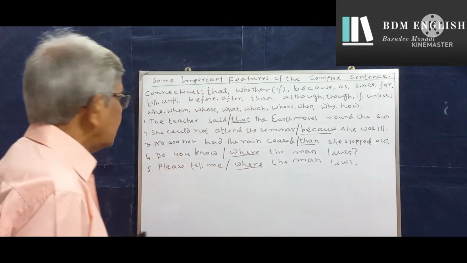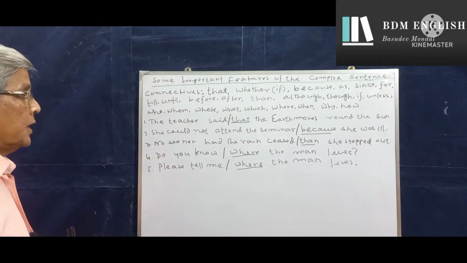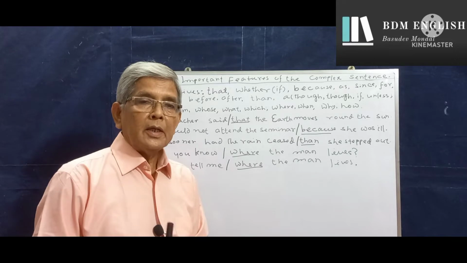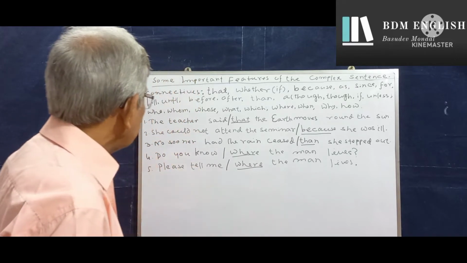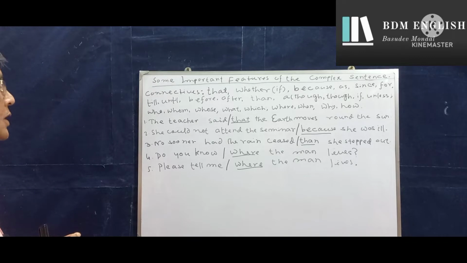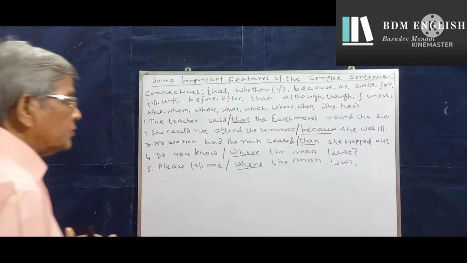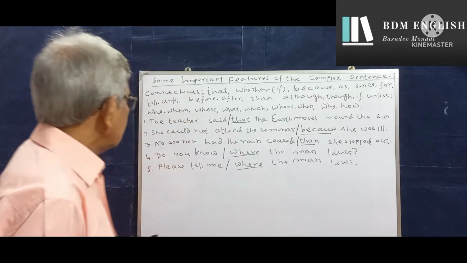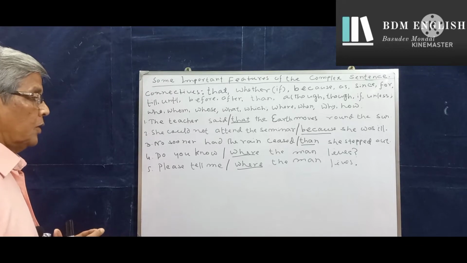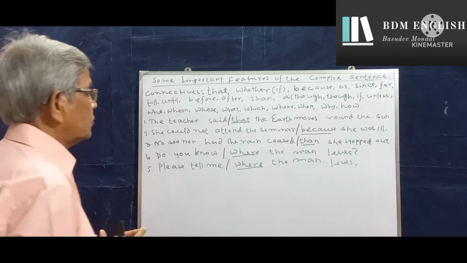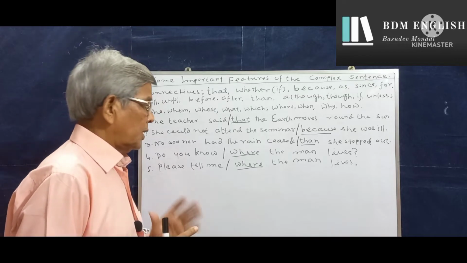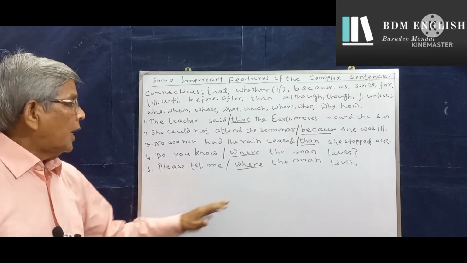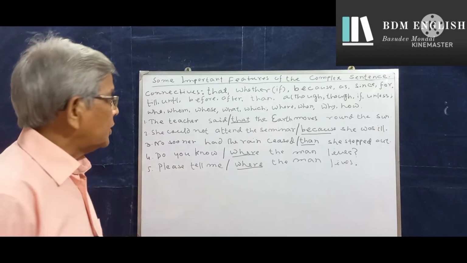the sun." In sentence 2, "she could not attend the seminar" is the principal clause, and "because she was ill" is the subordinate clause. In sentence 3, the principal clause is "no sooner had the rain ceased," and the subordinate clause is "then she stepped out." In sentence 4, "do you know" is the principal clause, and the subordinate clause is "where the man lives." And in sentence 5, "please tell me" is the principal clause, and "where the man lives" is the subordinate clause.